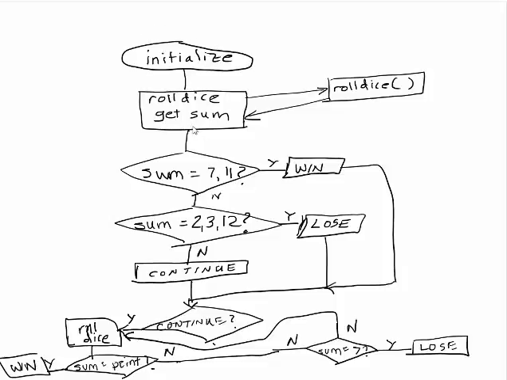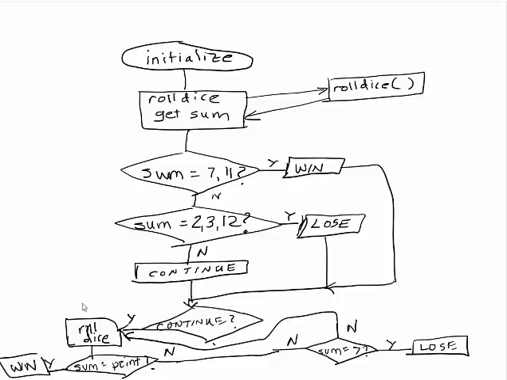You perform some action, which was roll dice. Roll dice actually calls a function out here and returns the sum of the dice. And then we do some tests. Is it 7 or 11? Then you win. Is it 2, 3, or 12? Then you lose. And if it's some other number, then we just continue.